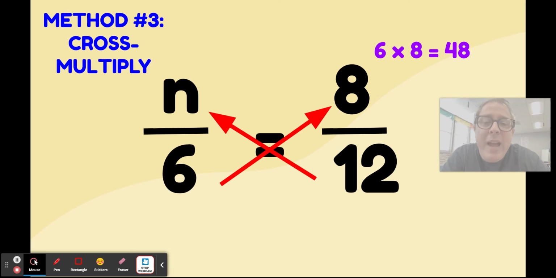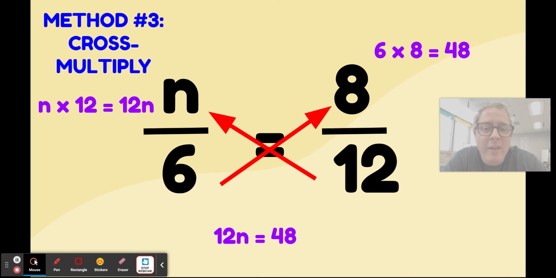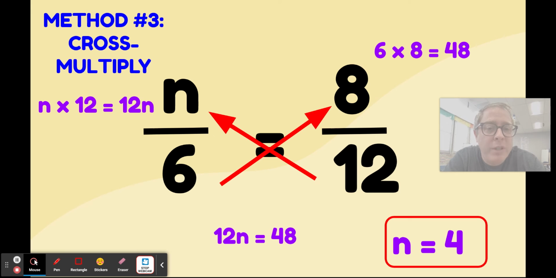All right. So that means 6 times 8 is 48. 12 times n is also going to be 48. So 12 times what number is 48? Check your multiplication chart if you have to. It's 4. 12 times 4 is 48. So that means 4 to 6 is equal to 8 to 12, right? That's a proportion. 4/6 equals 8/12. And if I look at those fractions, they would both simplify to 2/3.